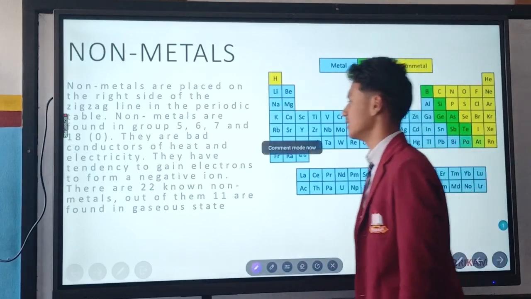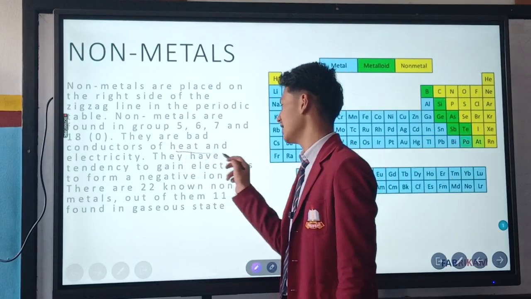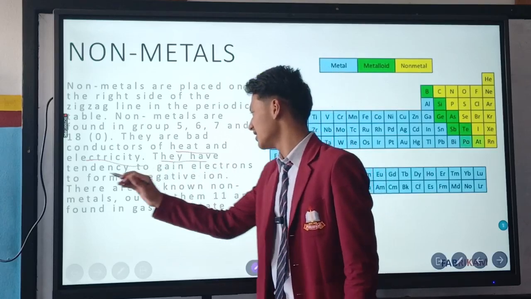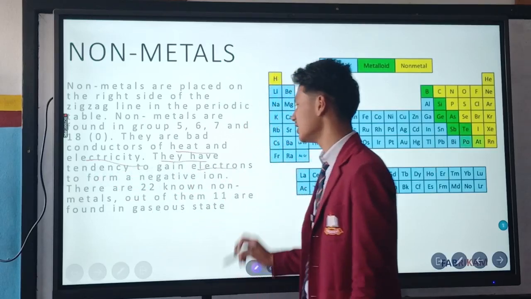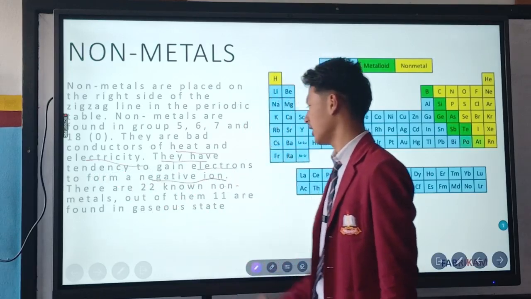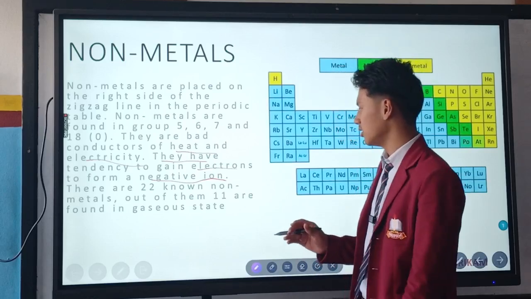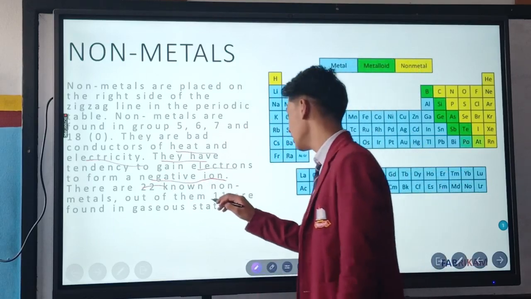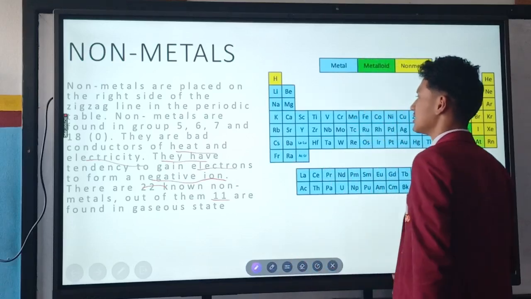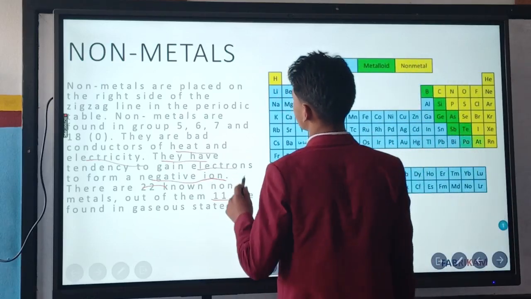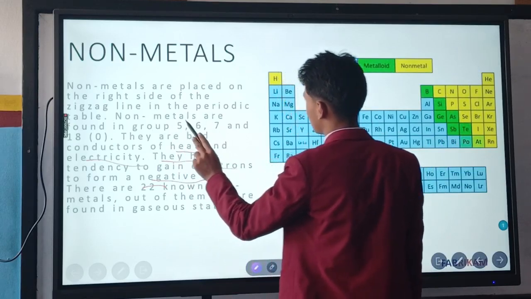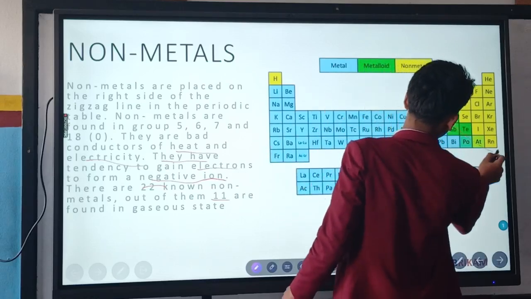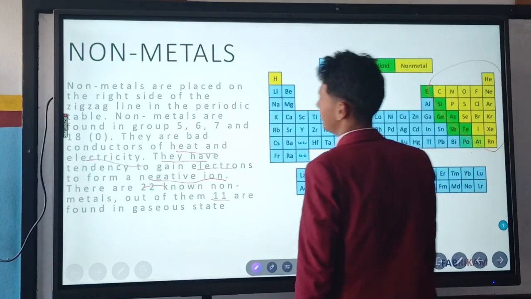So as you all know, non-metals are bad conductors of heat and electricity, and they have a tendency to gain electrons to form negative ions. There are known to be 22 non-metals. Out of them, 11 are found in gaseous states, and non-metals are placed on the right side of the zigzag line in the periodic table, as you can see here. This is the non-metals.